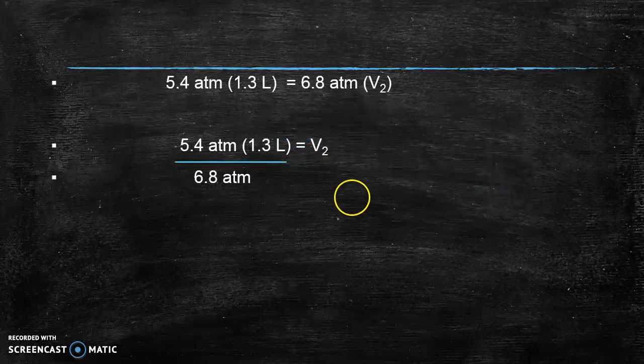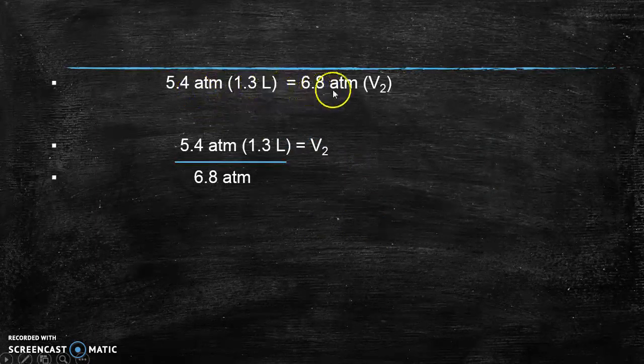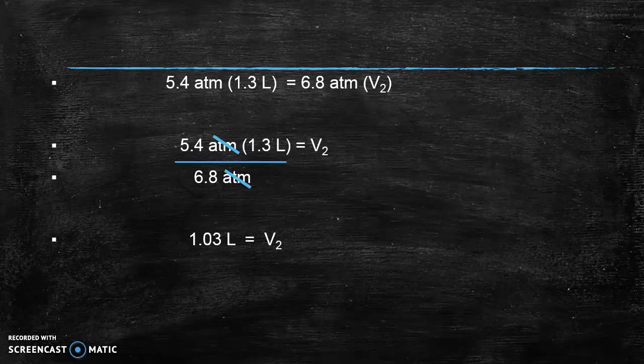So our equation, solve for it. P1 times V1 equals P2 times V2. We're solving for V2, so we're going to divide both sides by 6.8 so that V2 is alone on one side of the equation. We can see that we can cross off the atmospheres, so we will be left with liters in our final answer. If you do the math, 5.4 times 1.3 divided by 6.8, we get 1.03 liters, and that is our final volume.